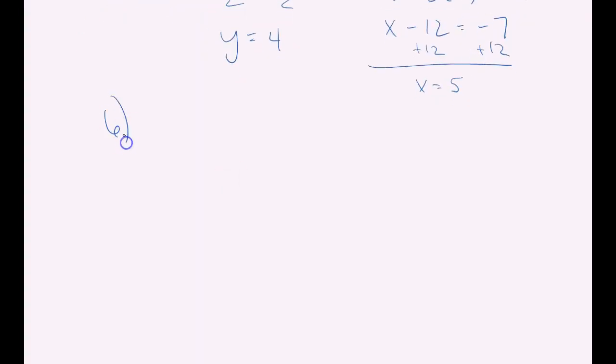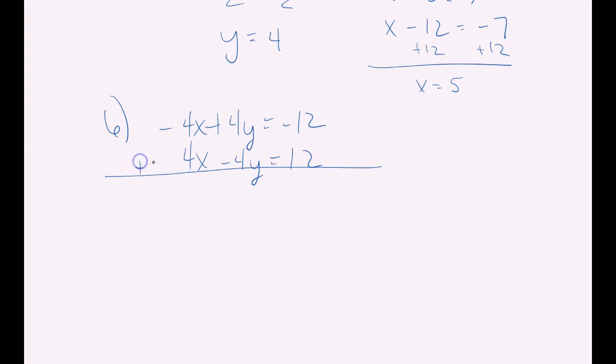Number 6. All right, on number 6, negative 4x plus 4y equals negative 12. All right, cool. So I'm going to go ahead and just add these equations right off the bat because it looks like if I do, that cancels. So negative 4 plus 4 is 0. Oh, but then look what happens here. I'm getting a 0 plus a 0 equals a 0.